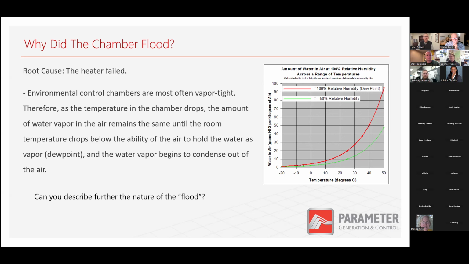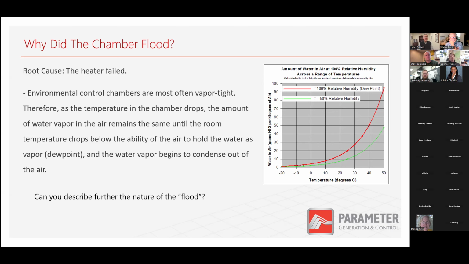All really good points there, John. And if your first inclination is to just look for a source of physical water, you'd have to get pretty far into the root cause investigation to get to the point that you determine that the water condensed out of the air.